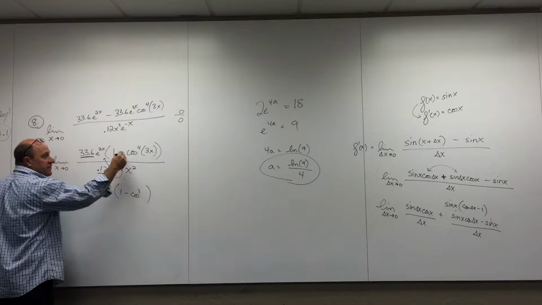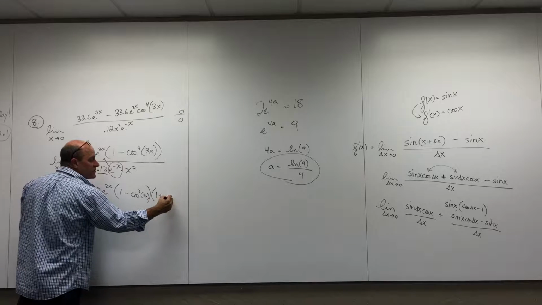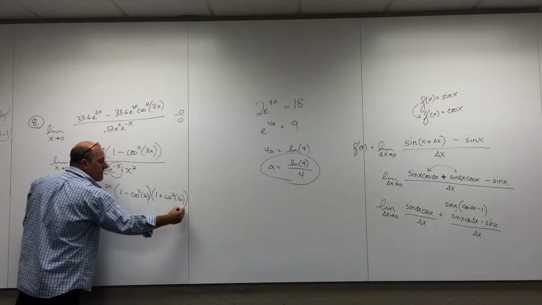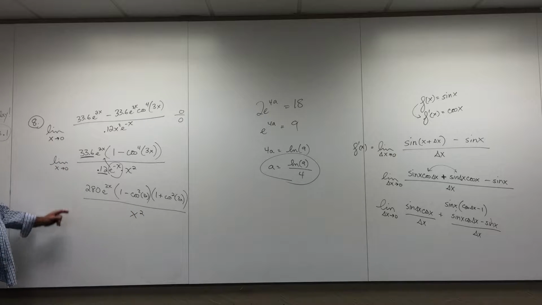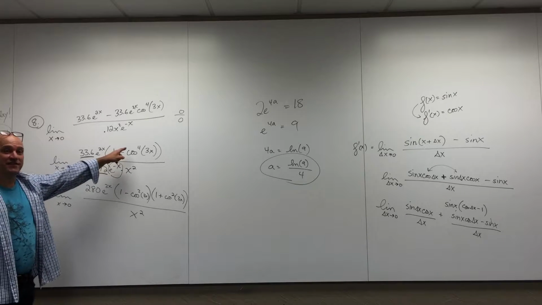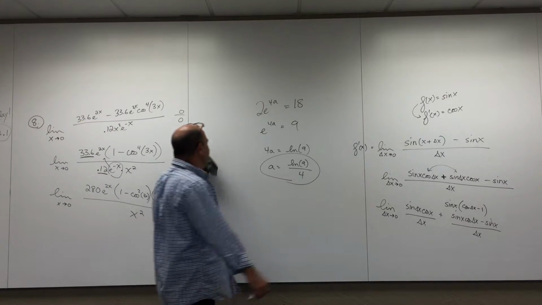This is like the difference of two squares. 1 minus cos squared 3x, 1 plus cos squared 3x, all over x squared. How you guys doing? You guys okay? This was like the difference of two squares, so I factored it. Man, I hate to give this away. I'm giving away the farm.